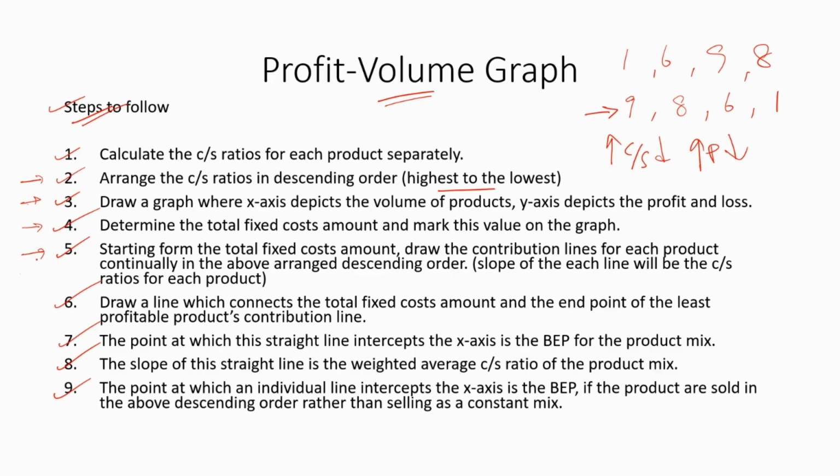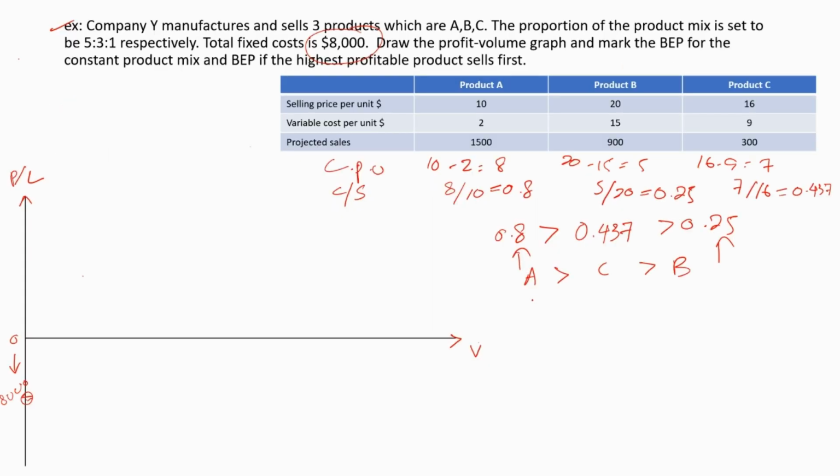The next step, starting from the total fixed cost amount, draw the contribution lines for each product continually in the above arranged descending order. So we give the priority to product A first. So the first line represents the contribution of product A. They are expecting to sell 1500 units of product A. So let's mark this 1500, and this line represents the product A's contribution.